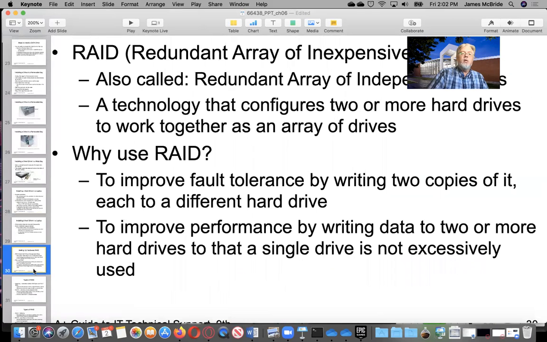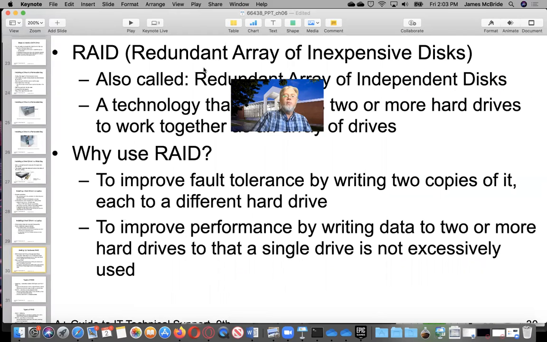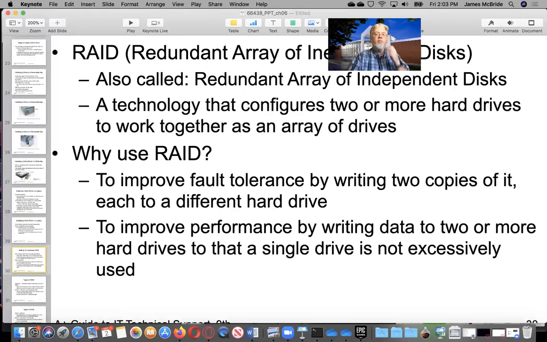Let's see. Oh yeah, RAID. Look at that. They got that right. Redundant array of inexpensive disks. I'm so excited. You'll see that as all sorts of different things, but also called independent disks.